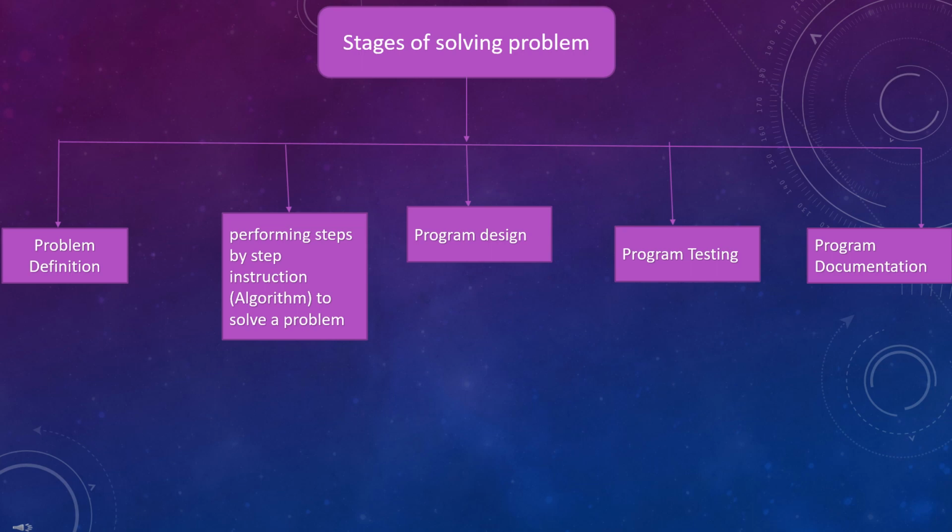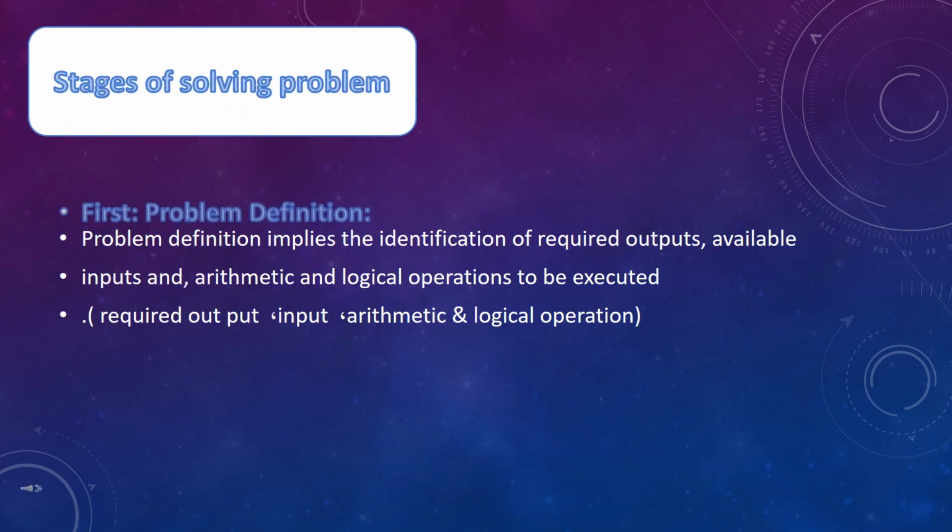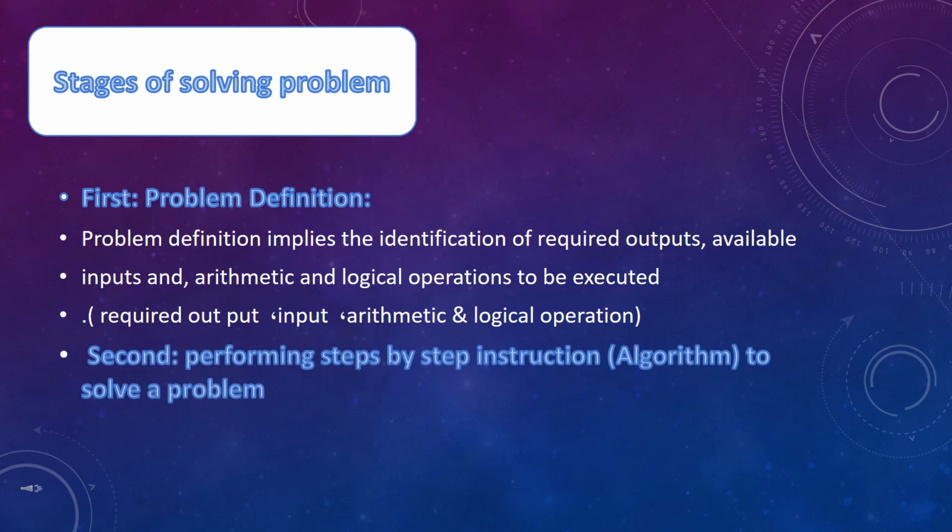Designing a program is similar to building architecture. First, problem definition. Problem definition implies the identification of required outputs, available inputs, and arithmetic and logical operations to be executed. Required output, input, arithmetic and logical operations. Second, performing step-by-step instructions, an algorithm, to solve a problem.